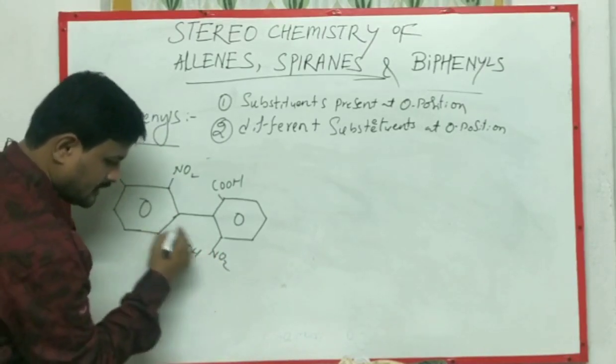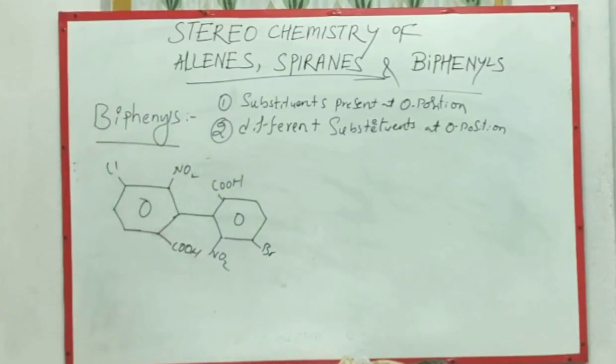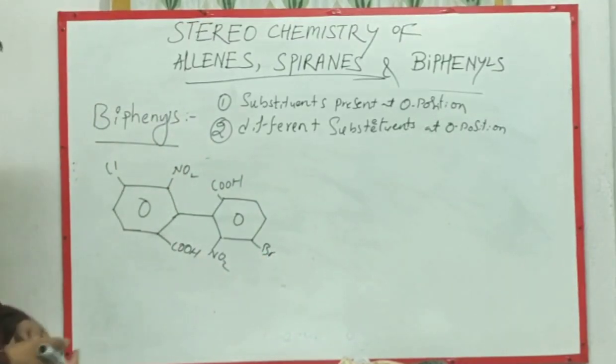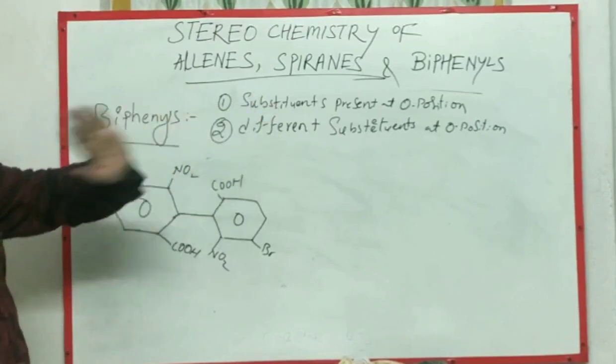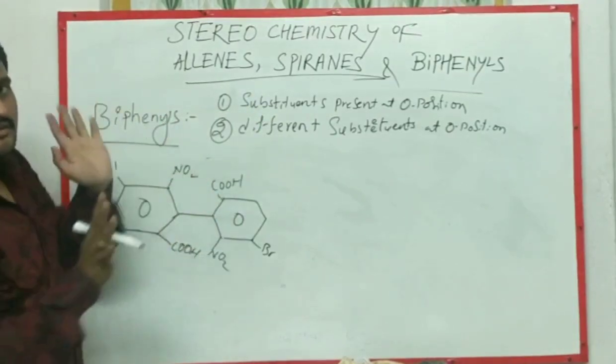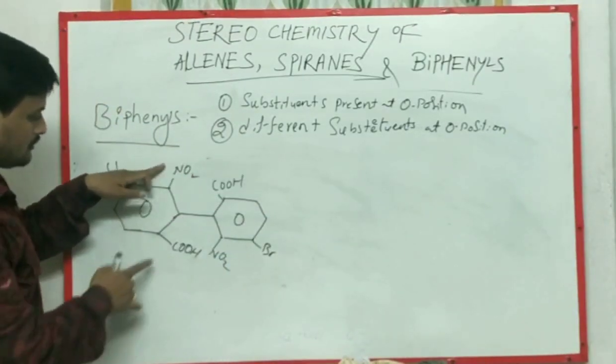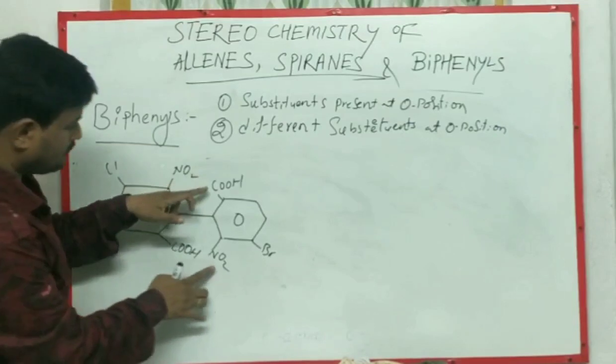Listen, in this example, how can we decide whether it is an optically active or inactive molecule? Same thing: substituents are present at ortho positions. Here the ortho positions are substituted, with different substituents at the ortho positions: NO2 and COOH.